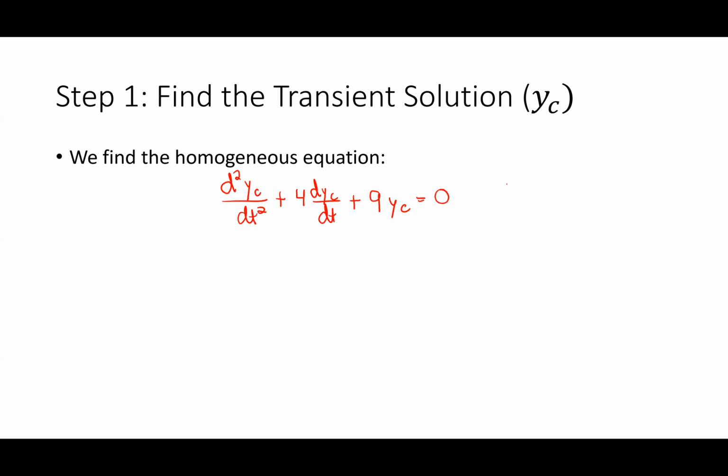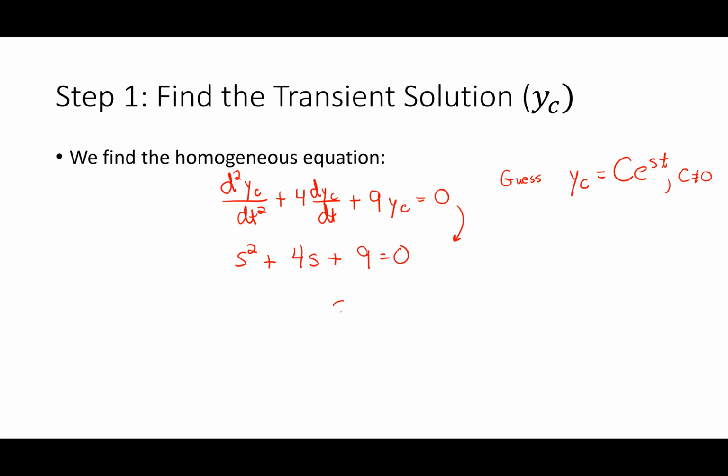Now we know that we should guess y sub c equal to c e to the st with c not equal to 0. And I jump down. Basically at this point, I know it's just going to lead to the characteristic equation that I need to solve, s squared plus 4s plus 9 equal to 0.